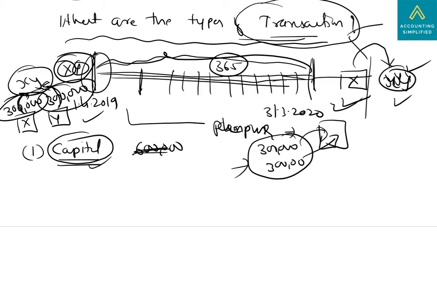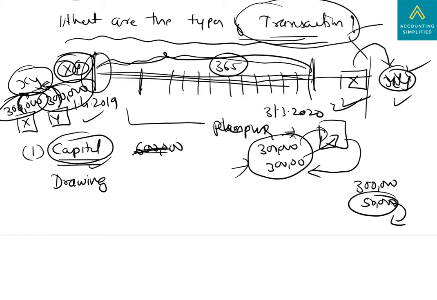Okay, sir, we understood. So with capital, there is also drawing. What do you mean by drawing? Drawing is a reverse process. Anything from your business that you or I take home is considered a drawing. For example, you have given capital of 3 lakh, and you want 50,000 and you withdraw it from the business, this is your drawing. So whenever an owner or a partner gets a benefit from the partnership firm or the company or the organization, it is considered as drawing.